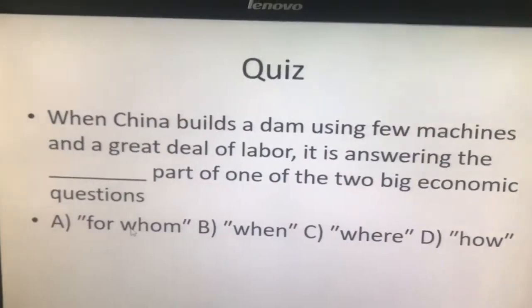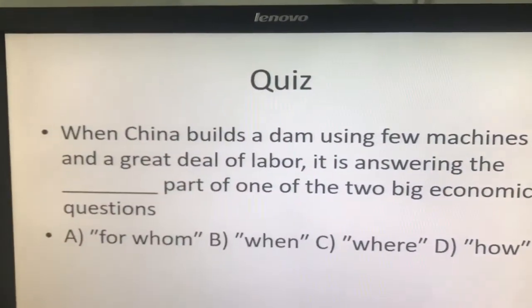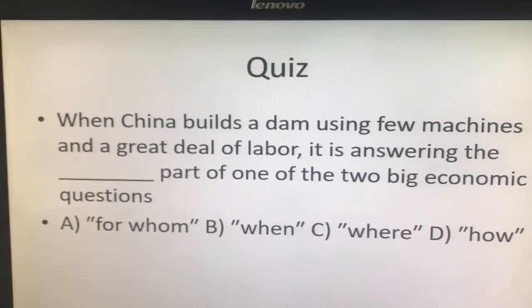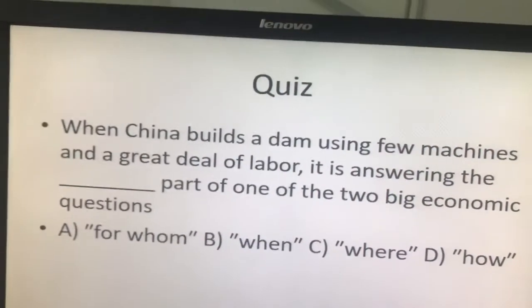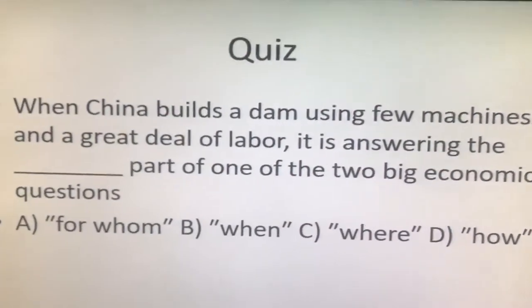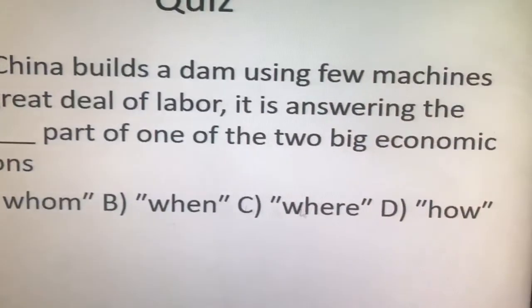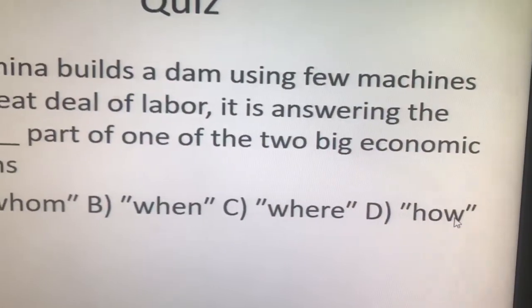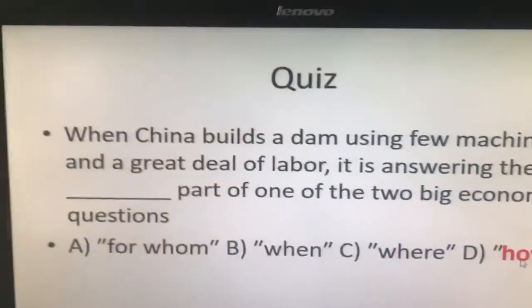But when we say China builds a dam using few machines and a great deal of labor, so we have machines and labor, which means this is related to the technology or technique. So what do we call this: answering what, or for whom, when, where, or how? What is the right answer, do you think? Yes, you are right. How?